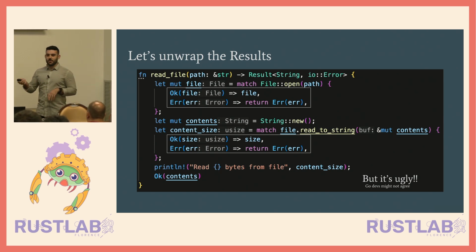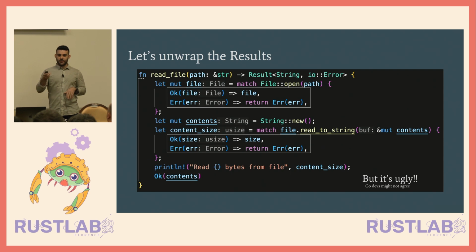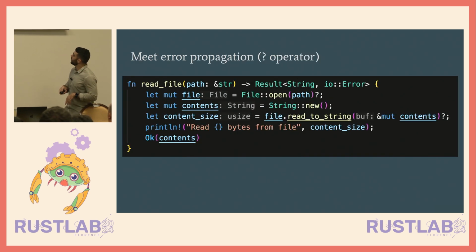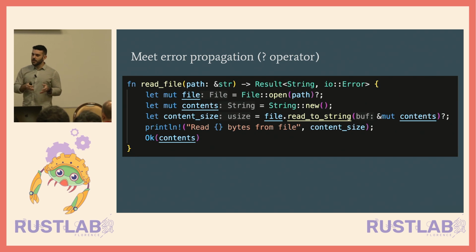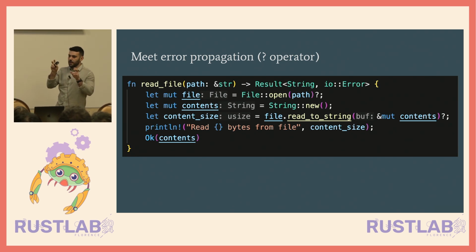Can anyone think of a better way to do it? A question mark. That's right. Meet the error propagation, or the question mark operator. I don't know how they call it. But with a question mark, we can do the same thing: unwrap the result, see the values inside, and decide if we want to panic or if we want to return an error. We decide what we want to do in the calling function. In case it's an error, we just return it to the calling function. In case everything is okay, we unpack the value, get the value from inside, and continue with it.